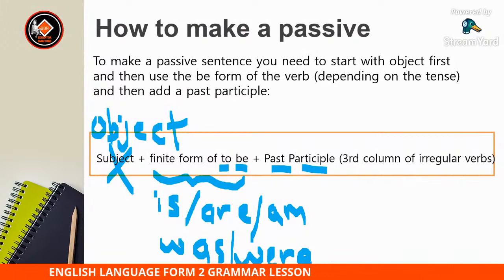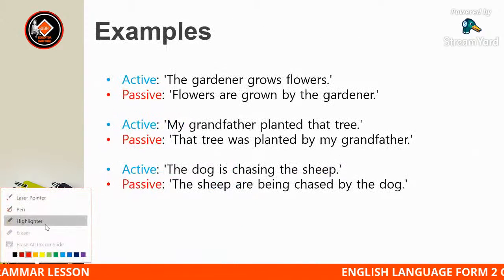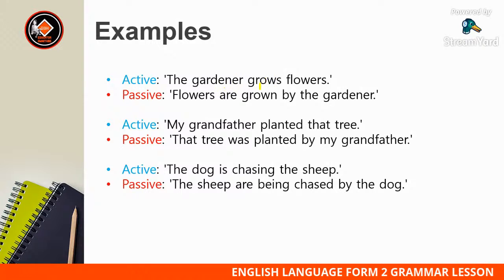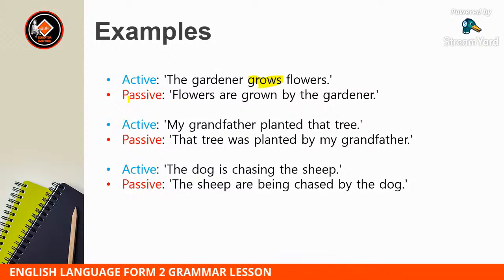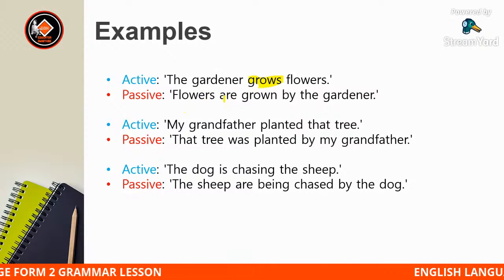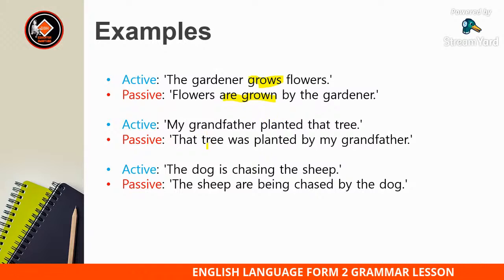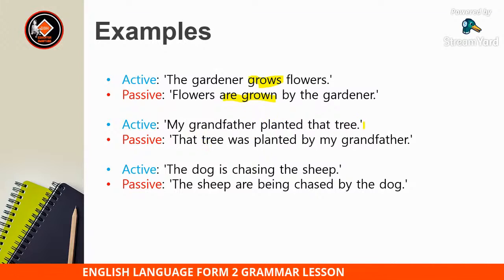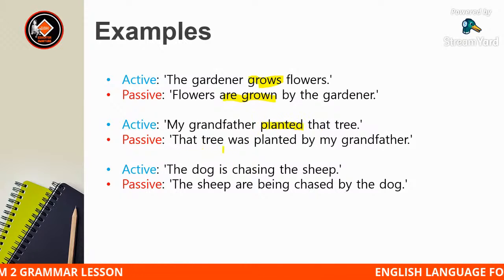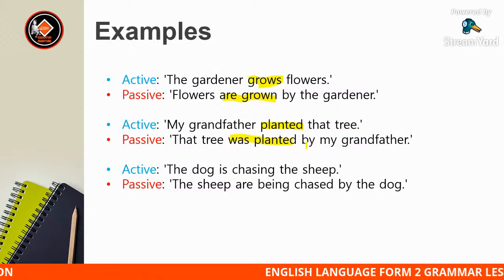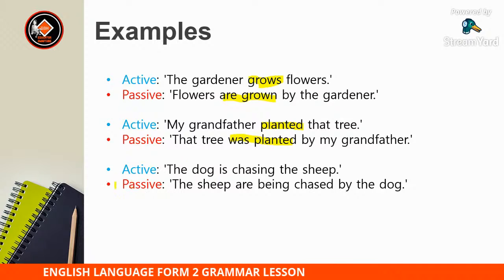Okay, let's look at an example. Active: the gardener grows flowers. So you see grows here, you know it's present tense. So passive: flowers are grown by the gardener. Active: my grandfather planted the tree. So planted, you know, is past tense. So passive: that tree was planted by my grandfather. So past tense.